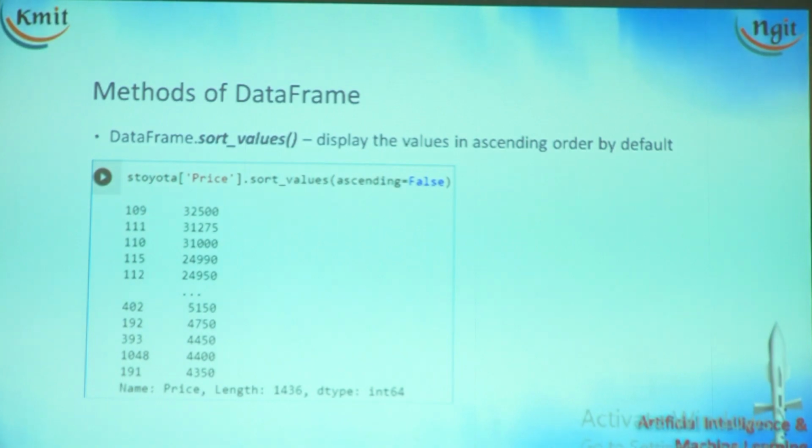Ascending, descending. If ascending is false, it gives you a descending order, okay? Inside the parenthesis, make ascending as false, and you get a descending order. If you are not giving anything, it will be an ascending order by default. Any column. Sort values method.